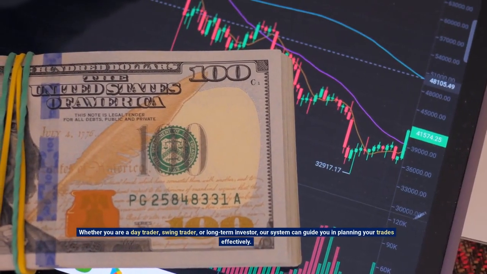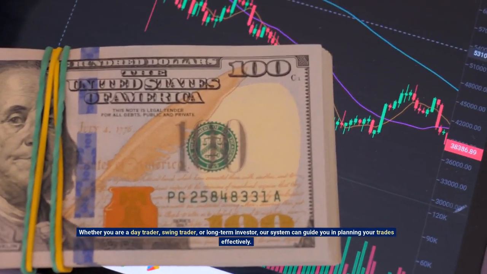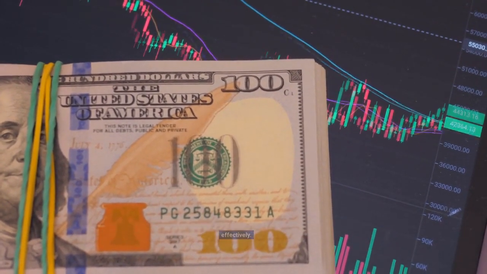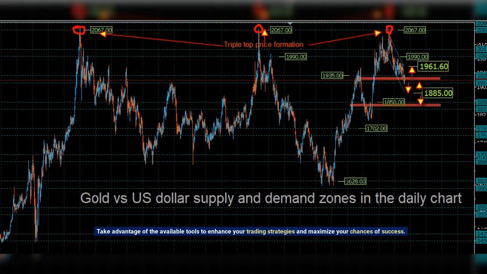Whether you are a day trader, swing trader, or long-term investor, our system can guide you in planning your trades effectively. Take advantage of the available tools to enhance your trading strategies and maximize your chances of success.